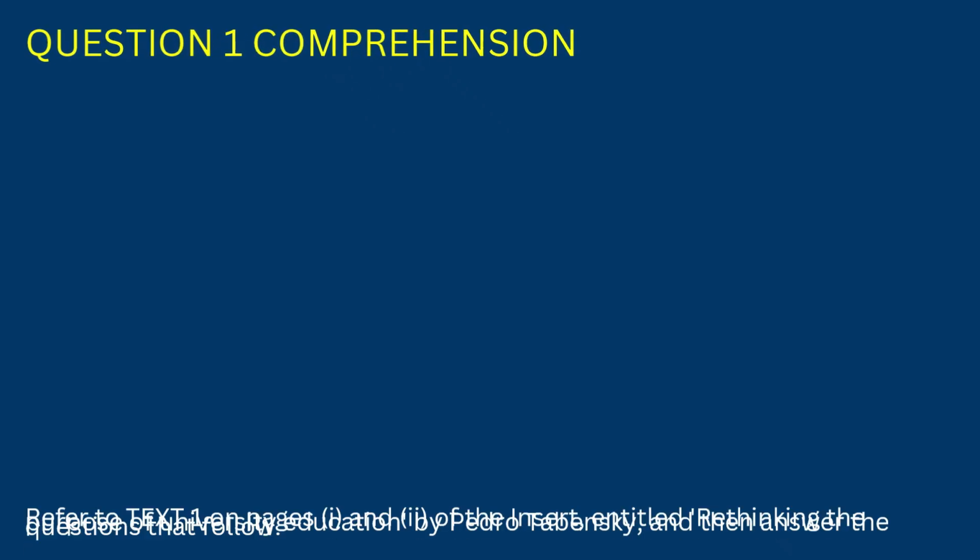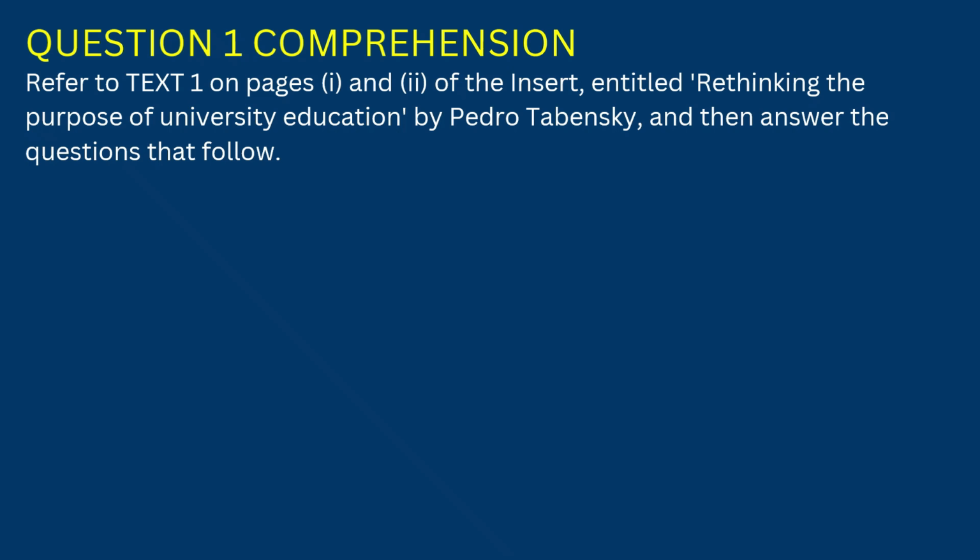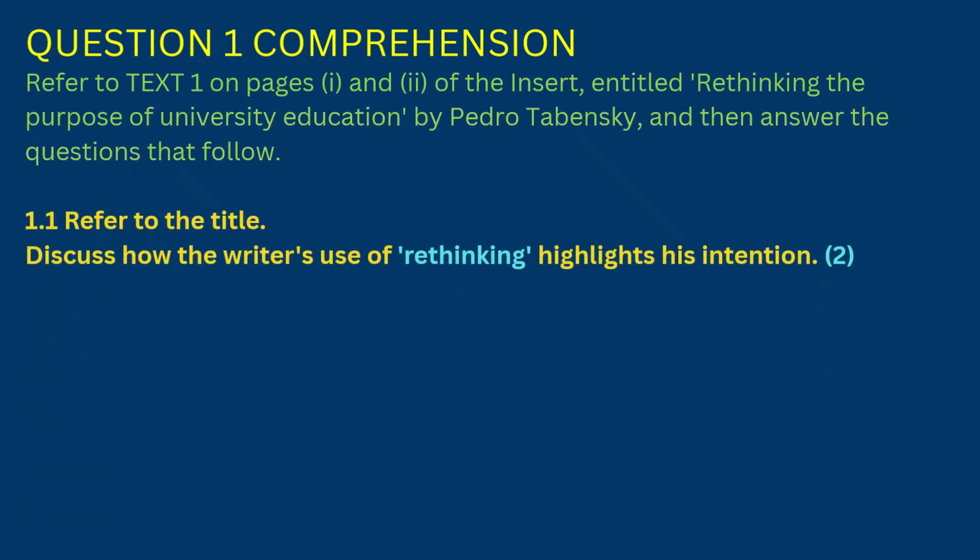So we're going to break down the questions and look at the various answering techniques that you could have applied had this been your final paper. So question 1, comprehension, refer to text 1 on pages 1 and 2 of the insert, entitled Rethinking the Purpose of University Education by Pedro Tabansky, and then answer the questions that follow. So getting into question 1, 1.1, refer to the title, discuss how the writer's use of rethinking highlights his intention.